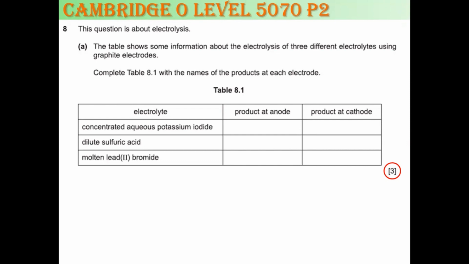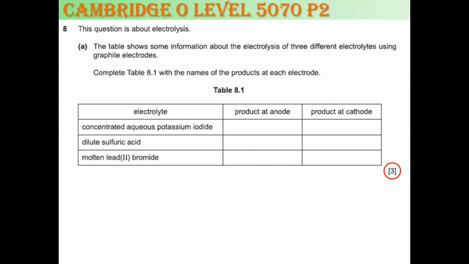Now, when we give answers to these questions, you've got to be very careful that you see the anode and the cathode, and you realize the anode is the positive side and the cathode is the negative side. Now, what happens if you make a mistake and you consistently put cathode products under the column for product at anode, and anode products under the column for product at cathode? You may lose all 3 marks. You may not get anything.